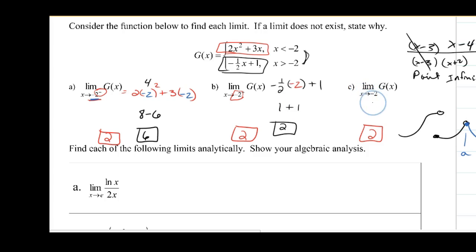C asks, what is my two-sided limit as x approaches -2? Well, my limit existence theorem says I need to ask, does my left limit equal my right limit? Yes. If so, do they equal a real number? Is 2 a real number? Yes. Therefore, my limit equals 2.